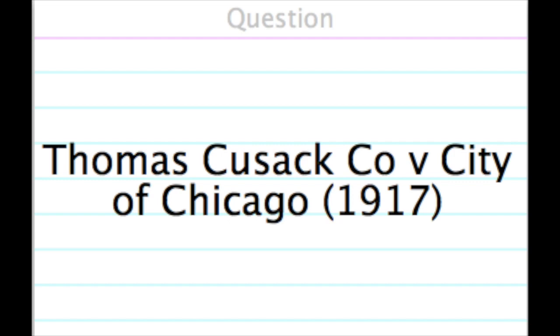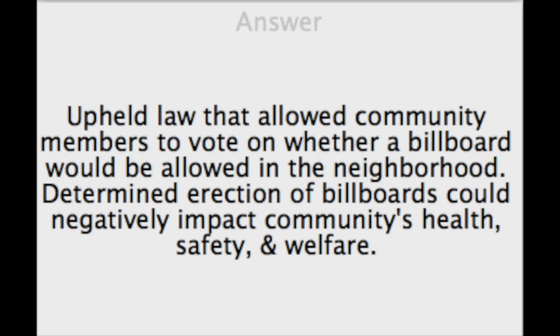1917 was Thomas Cusack Company versus the City of Chicago. This case upheld the law that community members could vote on matters near to their property. This kind of goes against the previous two cases. However, the Supreme Court found that fires had been starting around the base of billboards because of the accumulation of combustible material. They also noted that offensive and insanitary accumulations are habitually found around the base of them, and they afford a convenient concealment and shield for immoral practices and for loiterers and criminals.